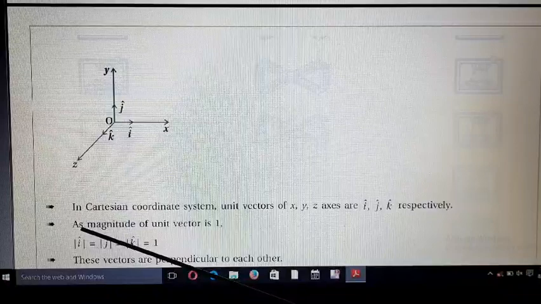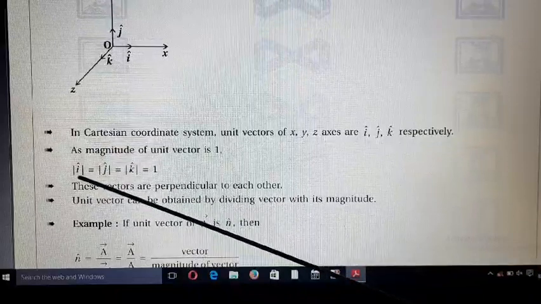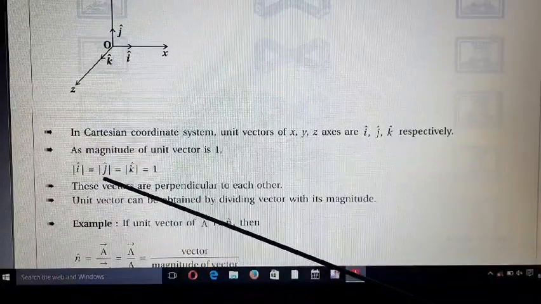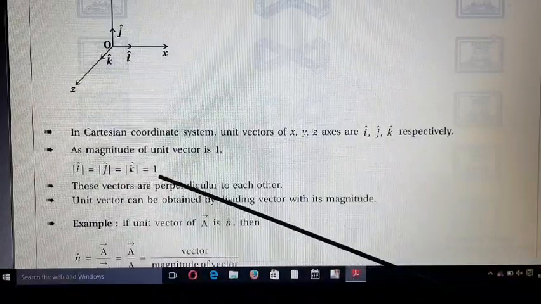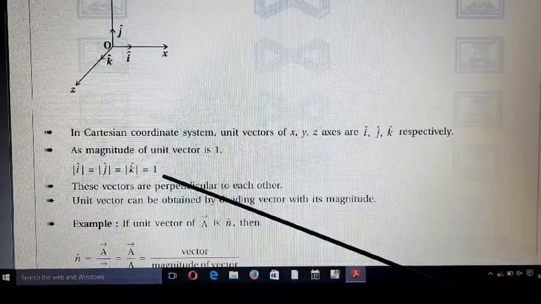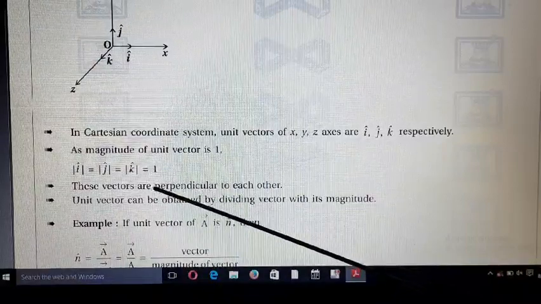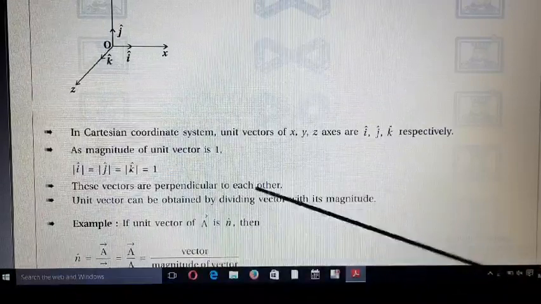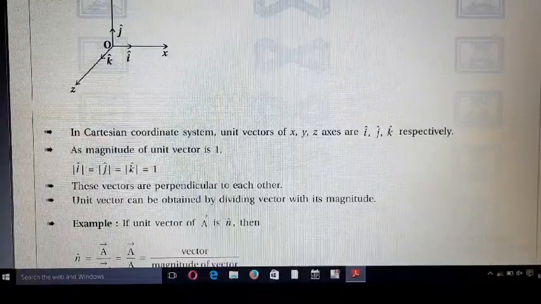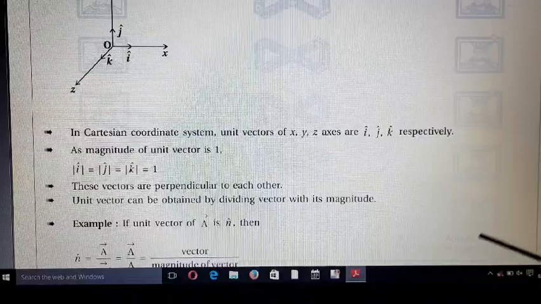Look here, the magnitude of a unit vector is 1. So mod i caret, mod j caret and mod k caret are equal to 1 because they are unit vectors. So their magnitude is 1. These vectors are perpendicular to each other. The unit vector can be obtained by dividing a vector by its magnitude.